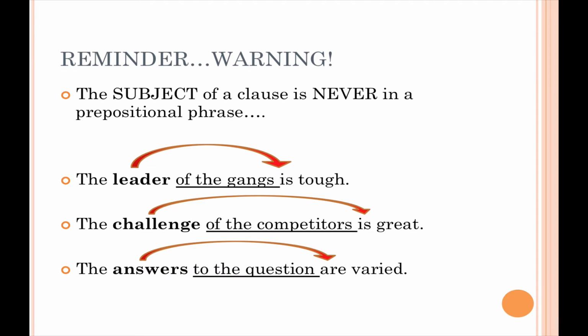Last one there, just to show the opposite. The answers to the question are varied. So it looks like one question with many answers are possible. Again, the grammatical subject is answers, and therefore the verb must be plural, and so we use the verb are. Even though the word question is right next to it, question is not the subject because it's in a prepositional phrase. Subjects are not in prepositional phrases.